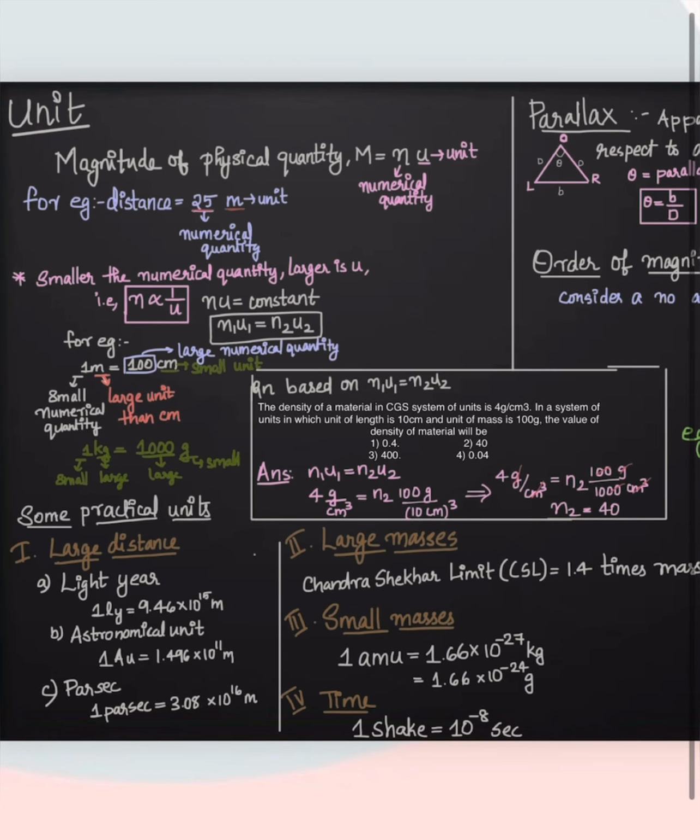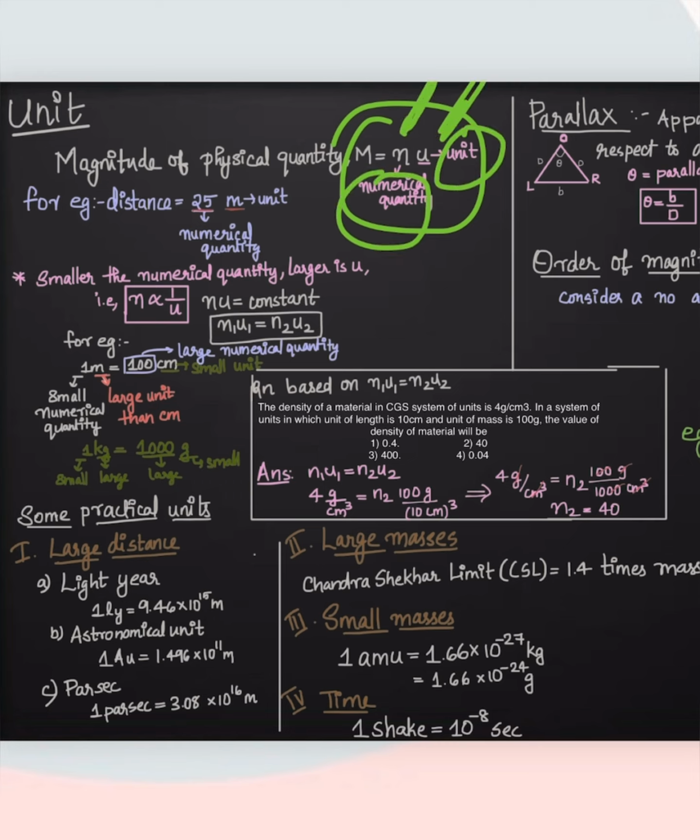The magnitude of a physical quantity can be represented as m is equal to nu, where n is the numerical quantity and u is the unit. For example, we can measure a distance as 25 meter. In this, 25 is the numerical quantity and meter is the unit.